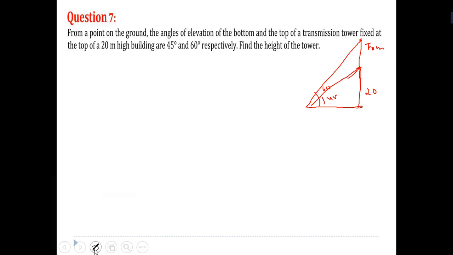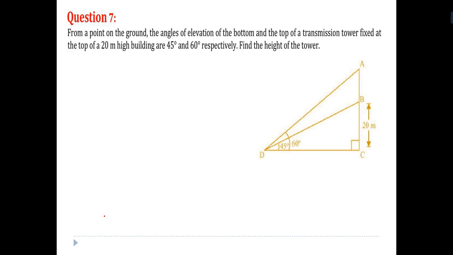Let me see how they draw the figure. So here building height is 20 meter. Now here it is 45. Tan 45 is 1. So BC is also 20 meter. Find the height of the tower. So here we have to find out.